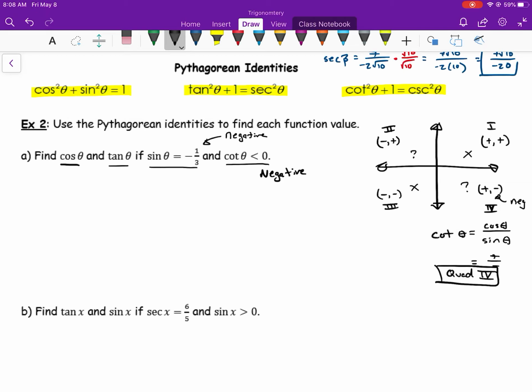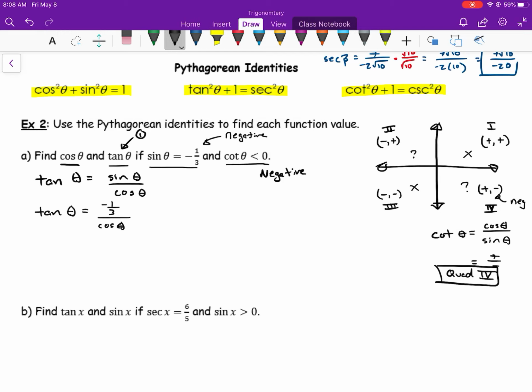So we need to find cosine and tangent given sine is negative 1/3. I know tangent is where I'm going to start. Tangent of theta is sine over cosine, y over x, and that's from our quotient identities back at the top of the notes. So tangent of theta, and sine is negative 1/3. That leaves me needing to find cosine.